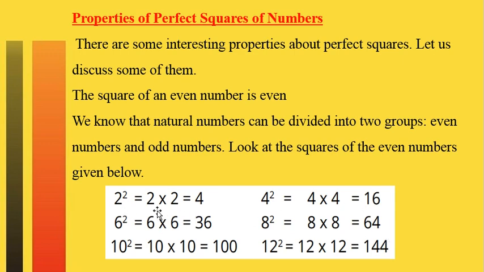So you are observing that we are taking the square of all even numbers, and our answer is also an even number. The square of 2 is equal to 4. 2 is even, 4 is even. Similarly, 4 is an even number, and the square of 4 is 16. 4 and 16 both are even numbers. Similarly, 6 and 36 both are even, and 8 and 64 are also even, and so on. Okay, so you understood how the square of an even number results in an even number.